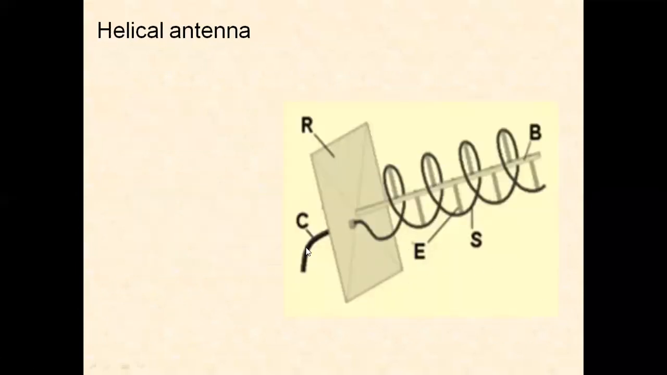This is the structure of the helix. Through the coaxial cable, the signal is passing through the turns of the helix. The reflector is placed so that the gain is only in the forward direction. Signal will be propagated only in the forward direction.